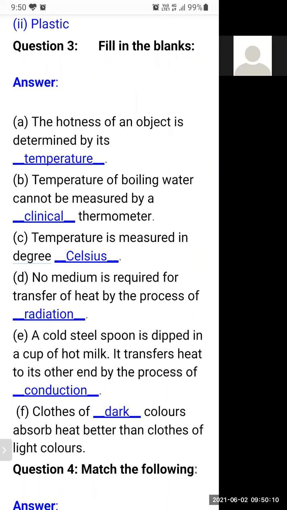Clothes of dark color absorb heat better than clothes of light color. Yes, this is the topic of our previous lecture, the kind of clothes we wear in summer and winter. So dark color clothes, black color clothes, will absorb heat better than light clothes. That is why we wear dark color clothes in winter and light color clothes in summer.